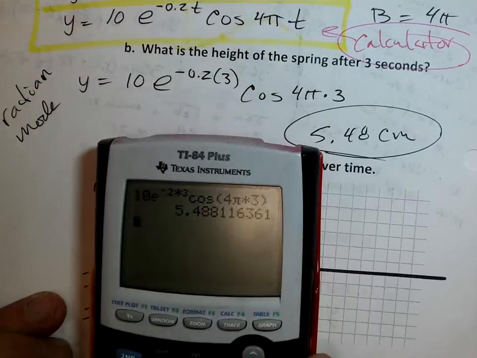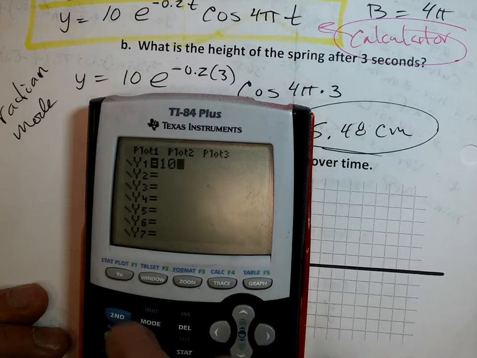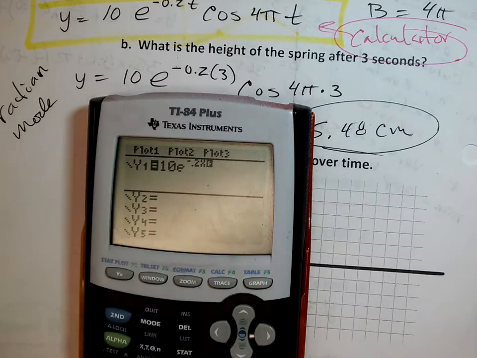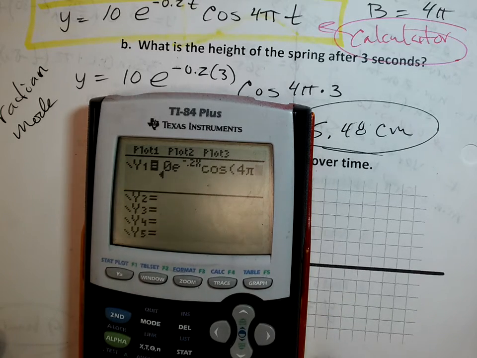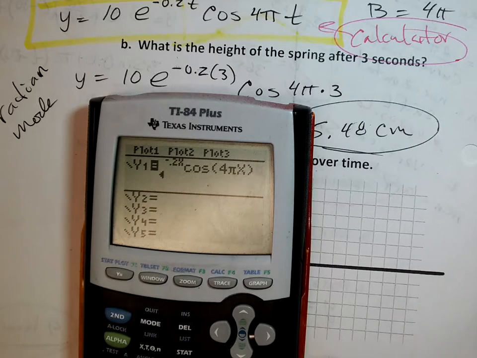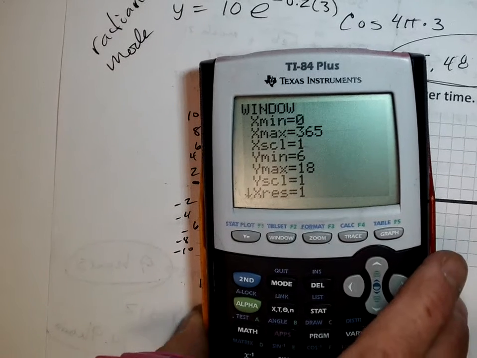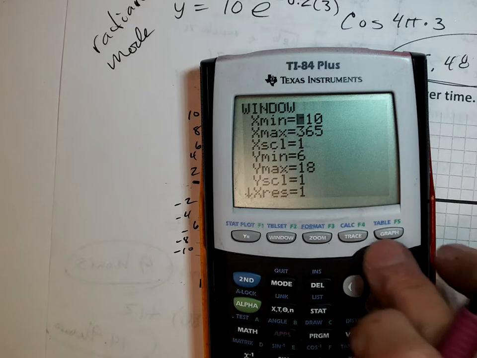So I'm going to go to my y equals, clear that old thing, 10 e to the negative 0.2 x. It's got to be x because there's no t. Cosine of 4 pi x, right? Now let's adjust the window. The window I'm looking at has got to be different from my last window, right? So my window is going to be from negative 10 to 10, but I'll go a little higher so I can see it. How about negative 12 to 12?